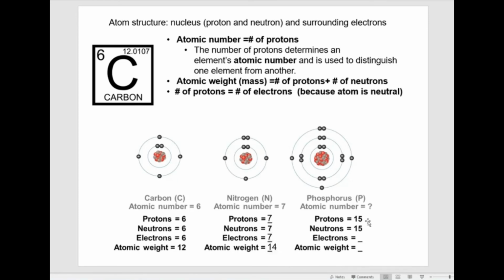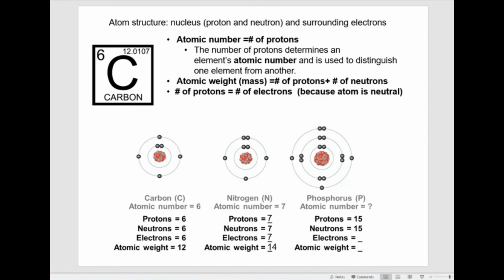Now, what about phosphorus? Protons, 15. So that means the atomic number is 15 over here. So this should be 15. Neutrons, 15. So what's the atomic weight? 15 plus 15, that's 30. And the electrons should be the same as protons, so this is also 15. Alright, so we'll probably have 1 or 2 questions on the test on how to calculate the number of particles and the atomic weight.